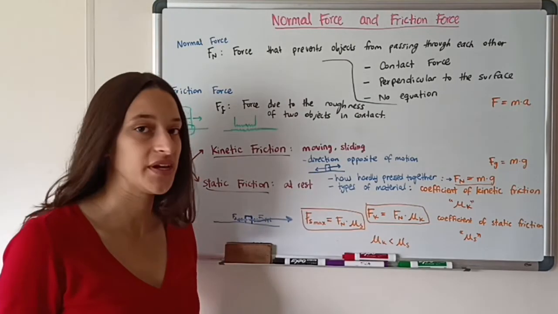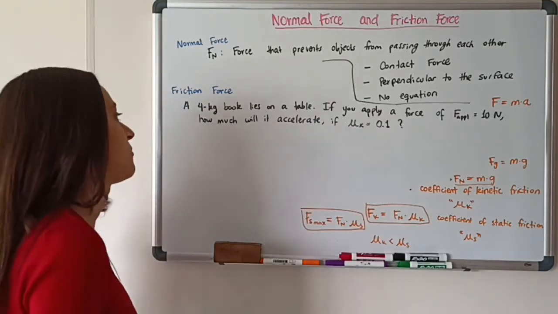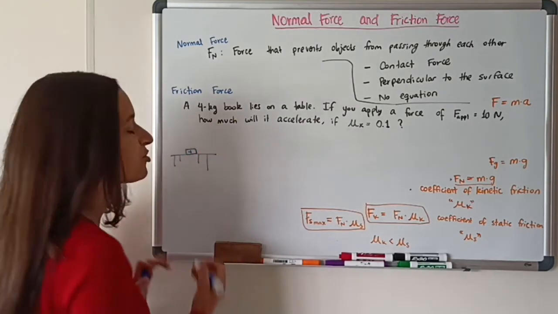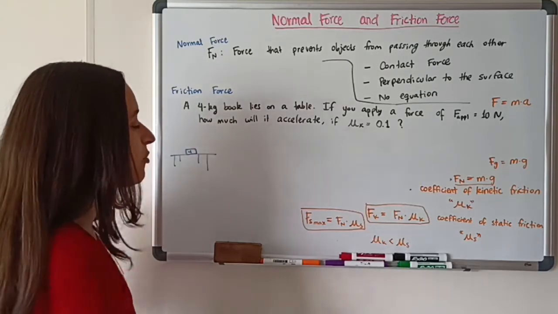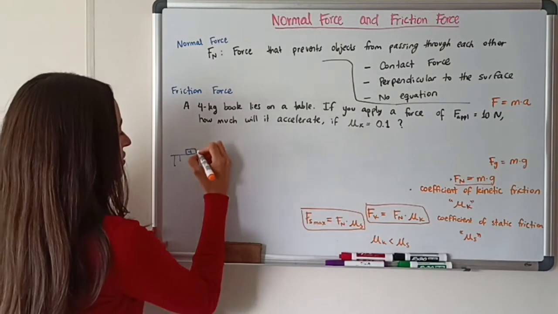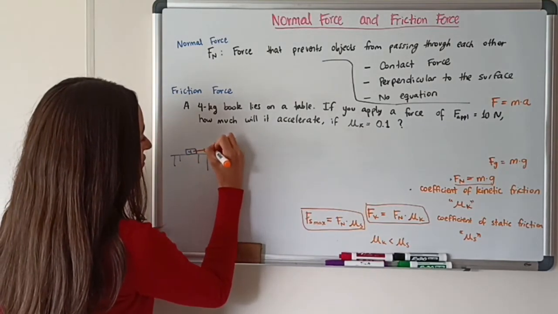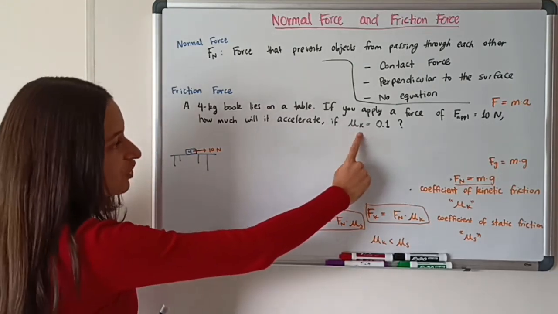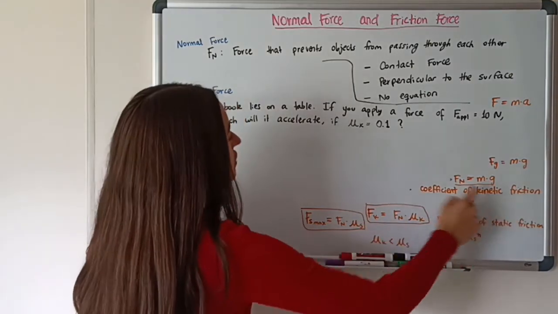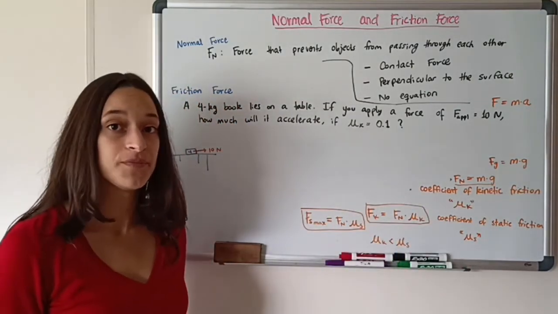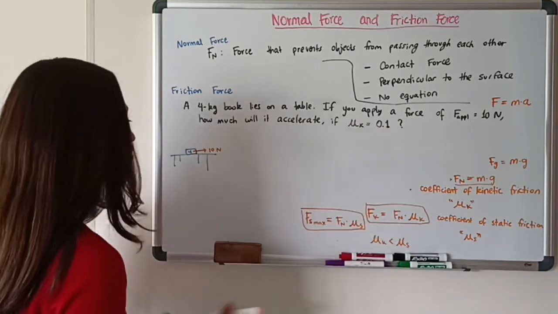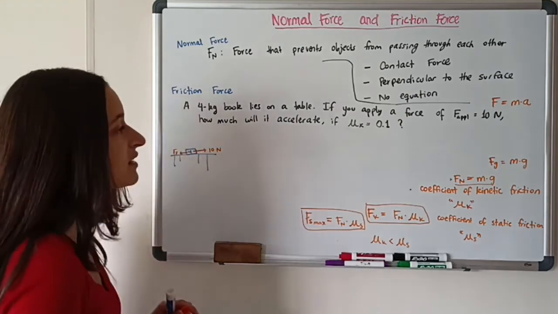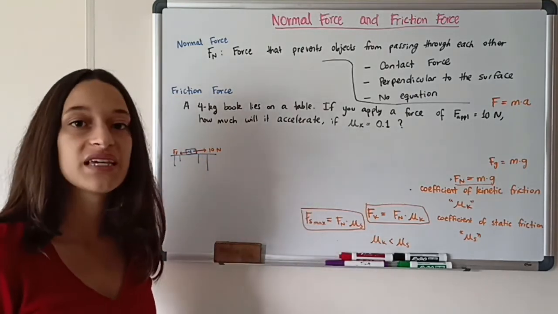And finally, let's do a quick example. Okay, so we have this example. There is a 4-kilogram book lying on a table. So I'm going to put a 4 for the mass. And you apply a force of 10 newtons. So for example, there's a force to the right of 10 newtons. How much will it accelerate if the coefficient of kinetic friction, remember mu k is the coefficient of kinetic friction, is equal to 0.1? So since there is a coefficient of kinetic friction, there's going to be a friction force to the left. And they tell us it will accelerate, so it has to be kinetic friction.